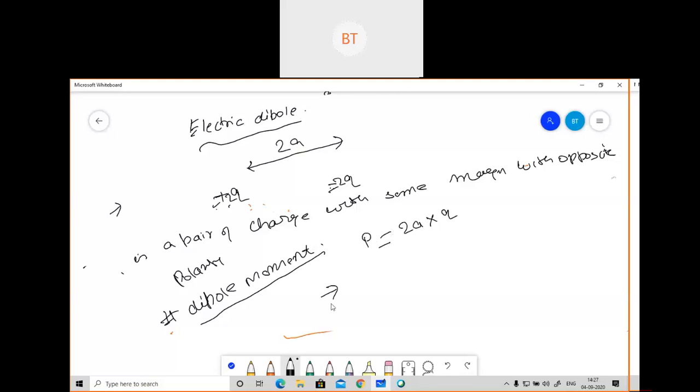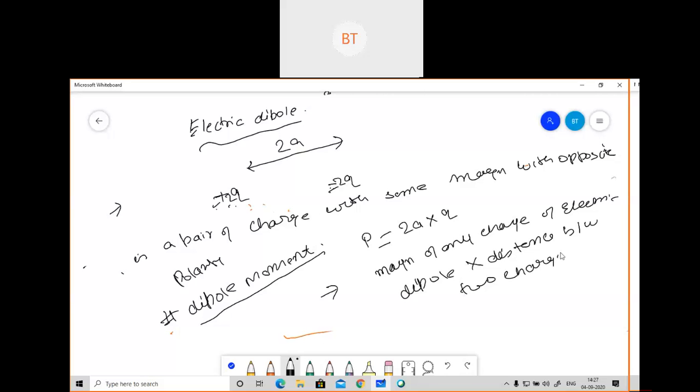It means that we take the magnitude of any charge of the electric dipole, either plus 2q or minus 2q, and multiply it by the distance between the two charges. So we'll multiply those things. What I have done here is take the distance and one magnitude, plus q. For your purpose, if it is 2q, I can write 2 into a into 2q.